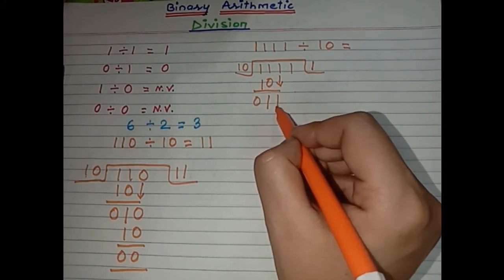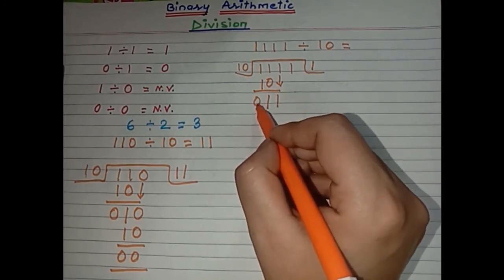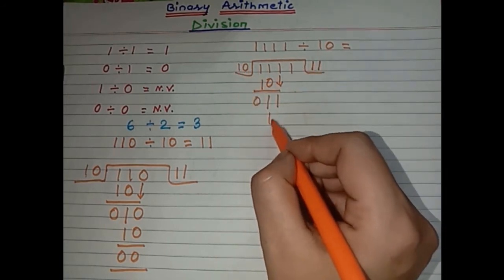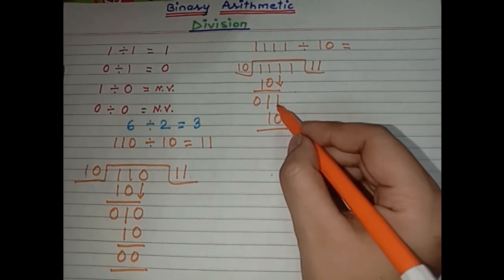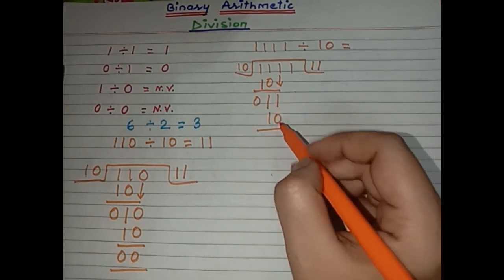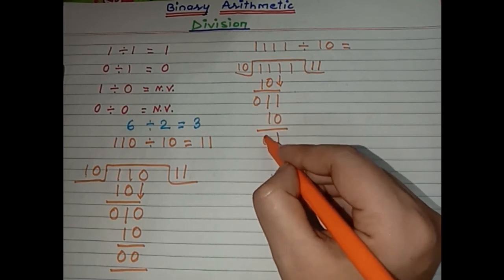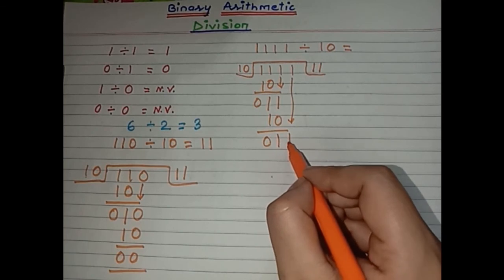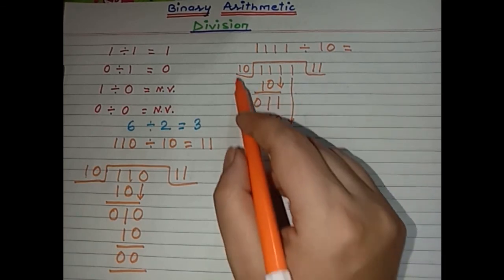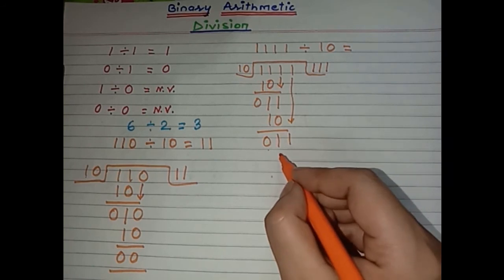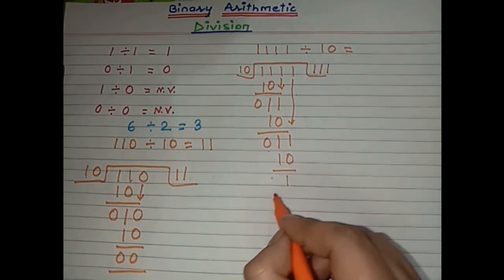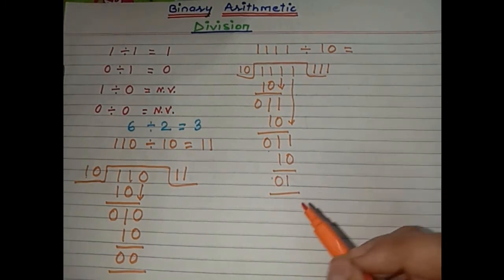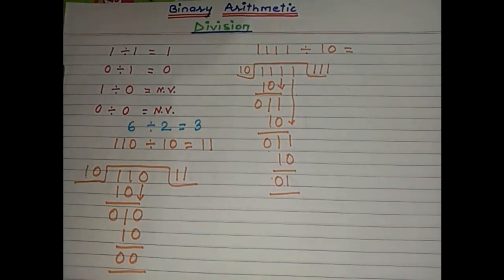Here it will be 1. This 0 on the very left-hand side can be neglected. So again 10 multiplied by 1 will be equal to 10. Again subtract this. 1 minus 0 is 1, 1 minus 1 is 0. Take this 1 downwards. It will be again 1, and this 0 can be neglected. So 10 into 1 will be 10, and this is 1 over here, and this is 0. So this cannot be divided further.